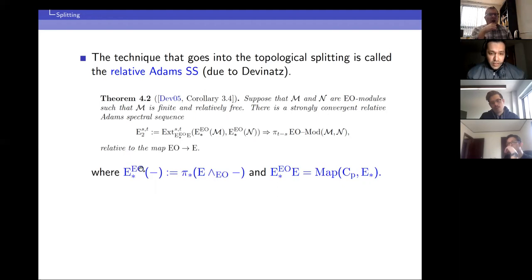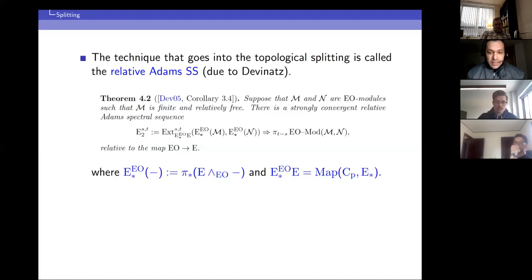So here, E star EO denotes the homotopy group of E smash over EO with E, and E star EOE is nothing but the dual of the group ring E star CP. Relatively free means that M is an E star EOE co-module, but then as an E star module, it is free. So that's what it means. So then we have a spectral sequence.